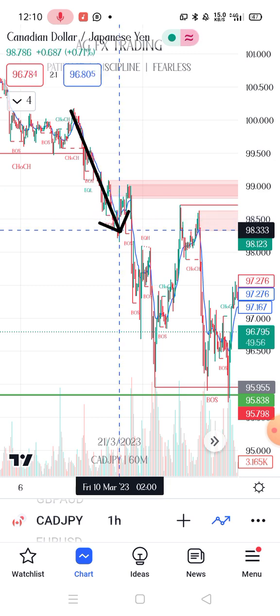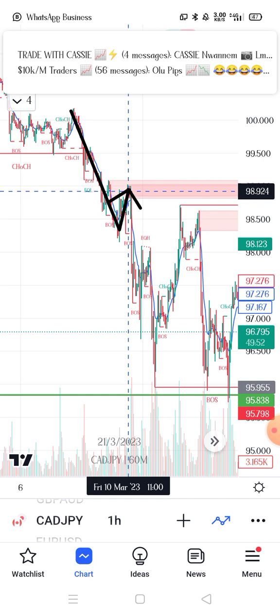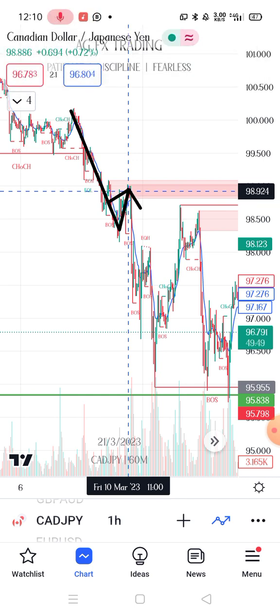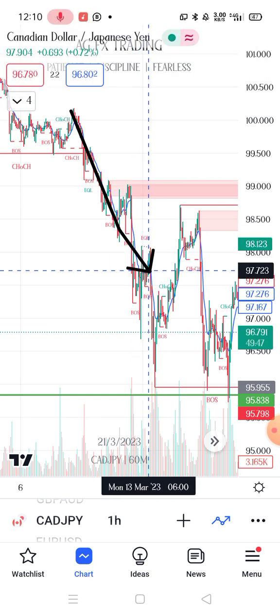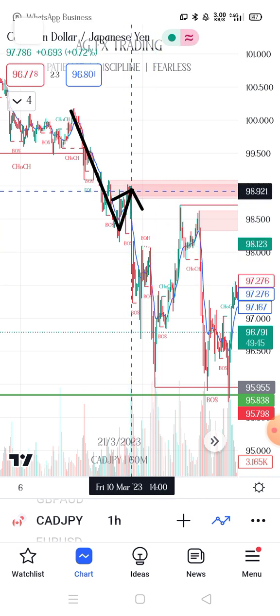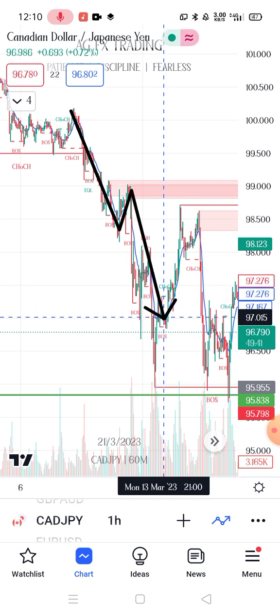This is the impulsive move. Then this is the corrective move. This is the impulsive move. Corrective. Impulsive.